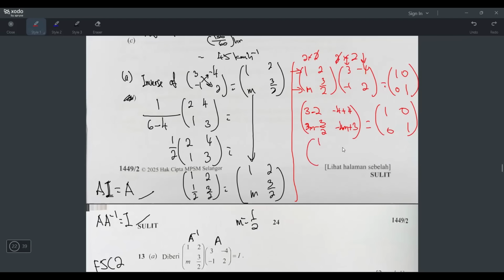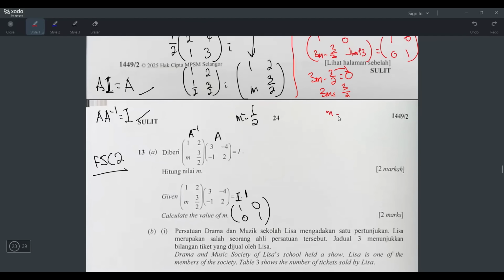3 minus 2 is 1, this one is 0, this one is 3m minus 3/2, and this one is -4m plus 3 equals 1001. So you can see the ones boleh compare dengan 1, 0 dengan 0. So that means what? 3m minus 3/2 is equals to, okay, this one, the position is at bawah kiri. So bawah kiri is 0, so 0. So you can find m now. Just pindah jadi positive 3/2, and then m equals 3/2 bahagi 3. So you get 1/2 also lah.